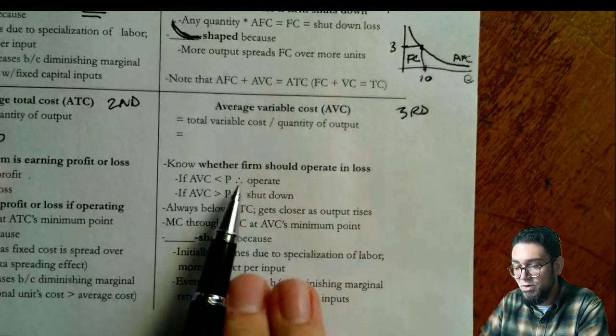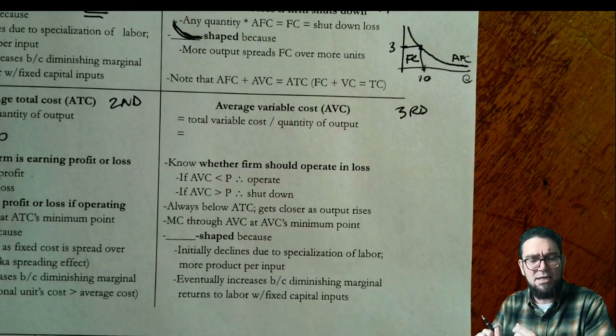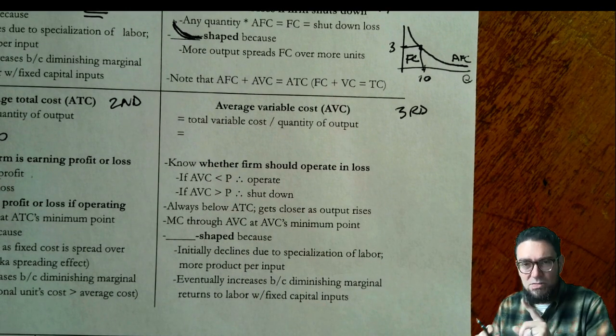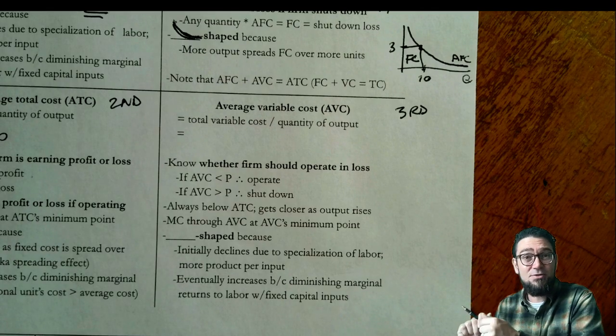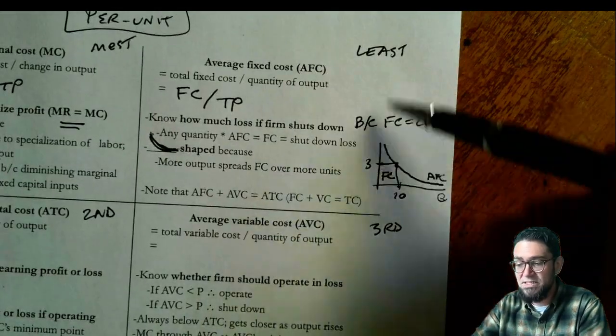This one's useful for when we determine whether the firm should be operating temporarily while they're losing money. And I know that initially you might be like, well, why would they operate when they're losing money? That's because if they shut down, they're still going to lose money. They're still going to lose their fixed cost, right? That's what we just established up here.